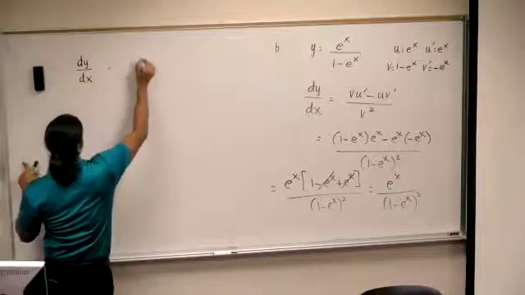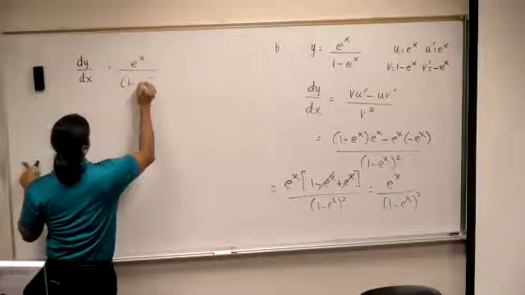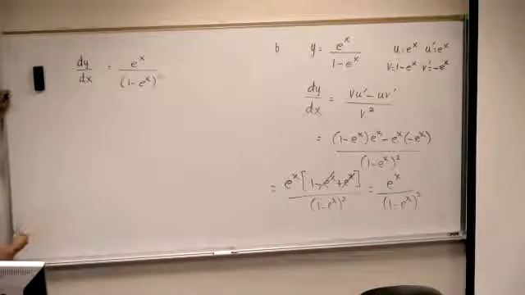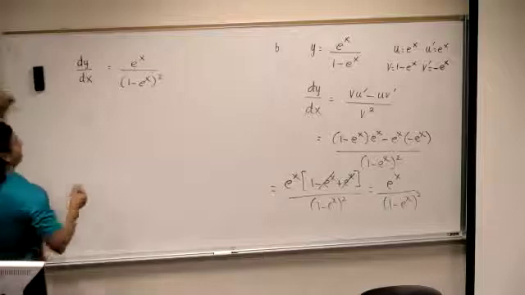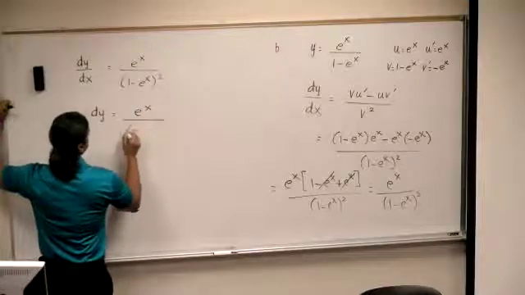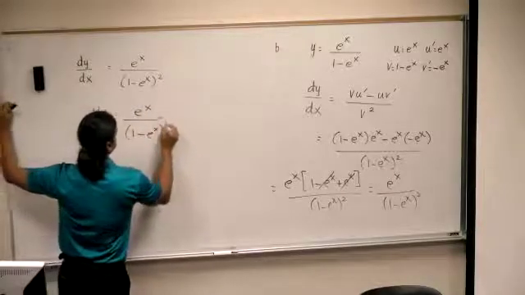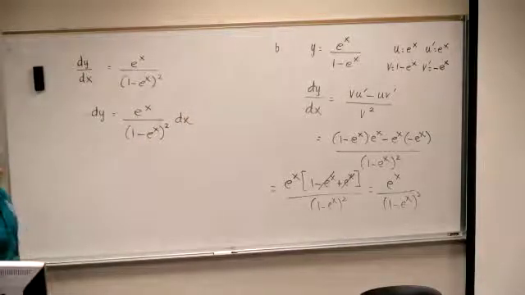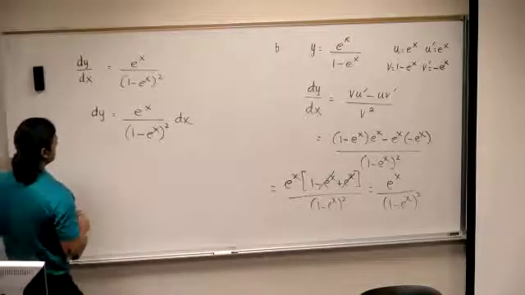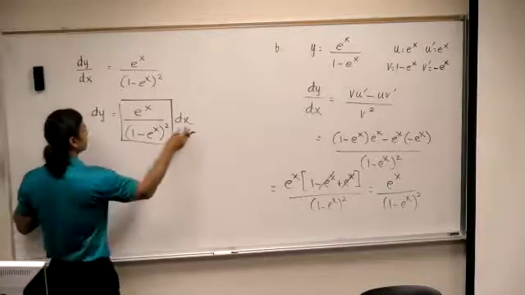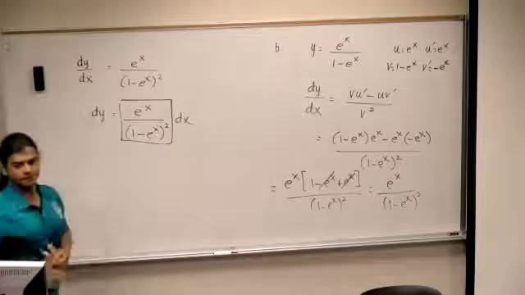dy over dx is e raised x divided by 1 minus e raised x squared. So if we want to find the differential in y, dy would simply be equal to e raised x divided by 1 minus e raised x squared times dx. Or you could even write it as e raised x times dx over 1 minus e raised x squared. We can, but we want to show that we're multiplying that derivative with the differential.